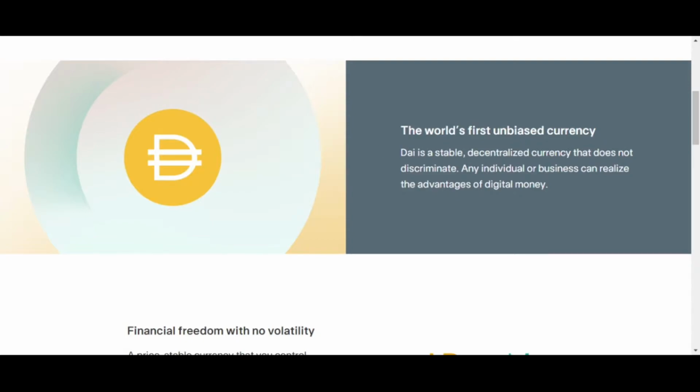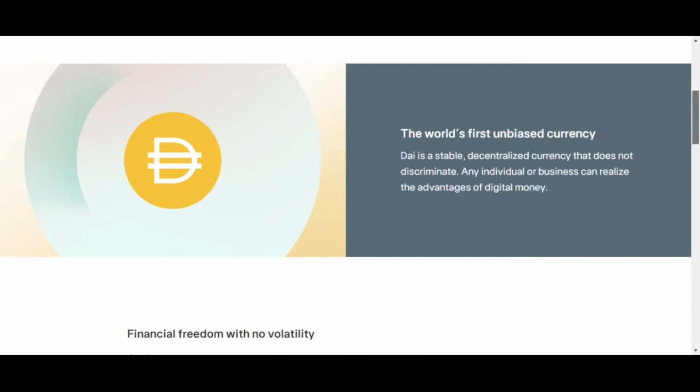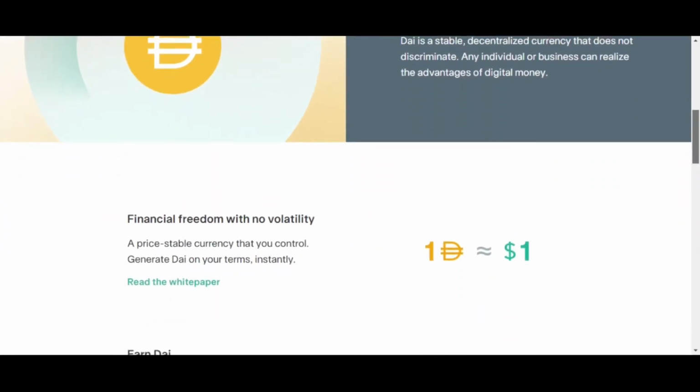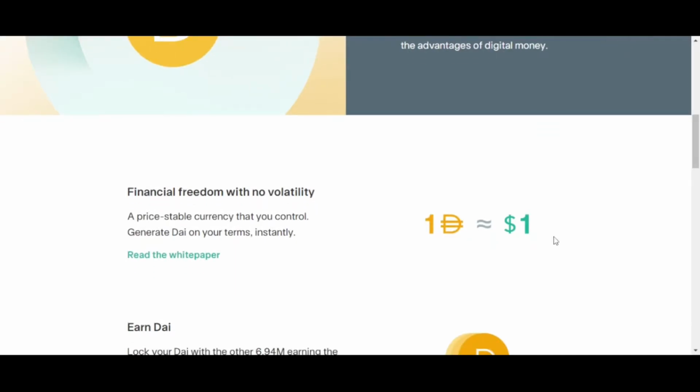So DAI is a stable, decentralized currency that does not discriminate. Any individual or business can realize the advantage of digital money. And again, it's not like how Tether works, where it's actually $1. It's the debt. That's the interesting thing here. So: financial freedom with no volatility. A price stable currency that you control. Generate DAI on your terms instantly.